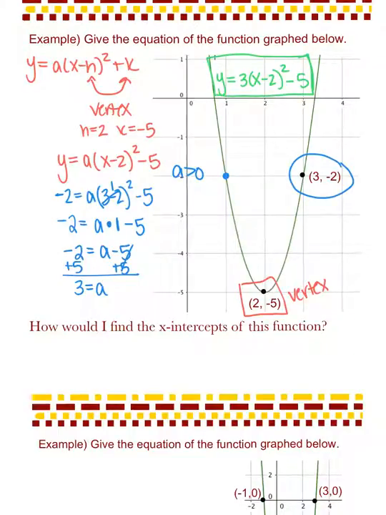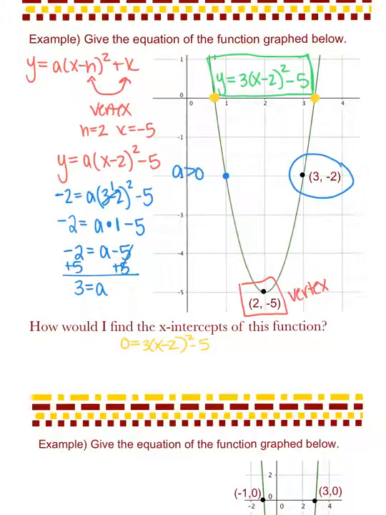All right, so now this next question. How would I find the x-intercepts of this function? If I look at them, here's one slightly larger than 2, and here's one slightly lower than 1. What on earth are those? They're clearly not going to be integers. So how would I find the x-intercepts of the function? Well, how do you find the x-intercepts of any function? You would plug in 0 for y and solve for x. So I've got 0 equals 3 times x minus 2 quantity squared minus 5.